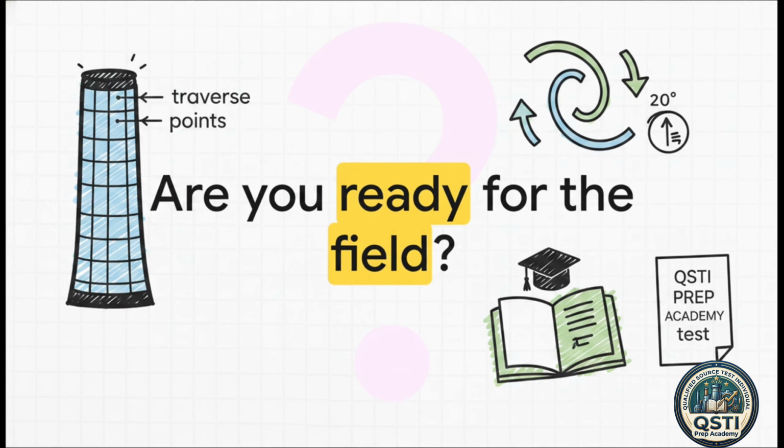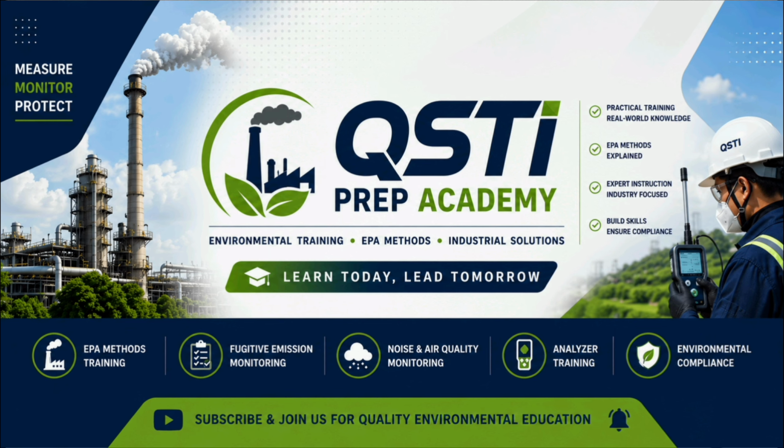So after all that, are you ready for the field? We've mapped out our points and we've beaten cyclonic flow. Just burn that 20-degree limit into your brain. But it leaves us with a real question. What happens to your data if you perfectly map a site, but the plant's process changes completely right in the middle of your test? Think about that, and we'll tackle that exact challenge in the next explainer.